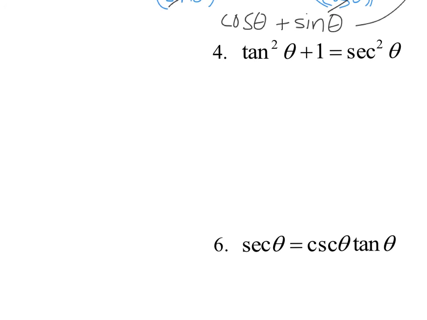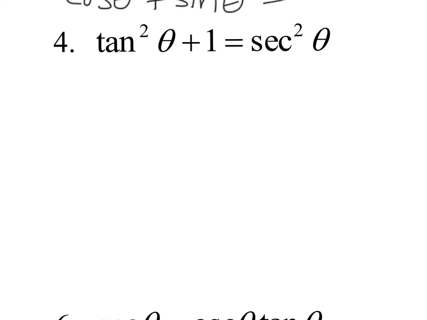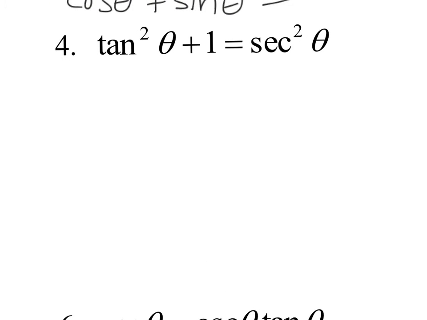So number 4 is, to me, I'm going to go through and write all of these, this side in terms of sine and cosine. Actually, I'm going to do both sides. This side's messier. I'm going to do tangent squared theta plus 1 in terms of sine and cosine. So I have tangent squared theta is sine over cosine squared theta.